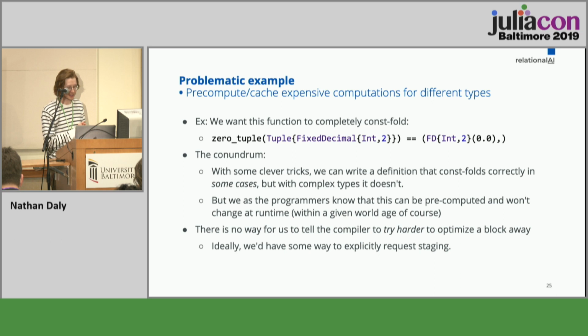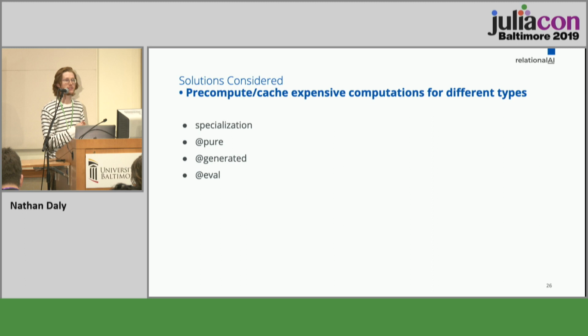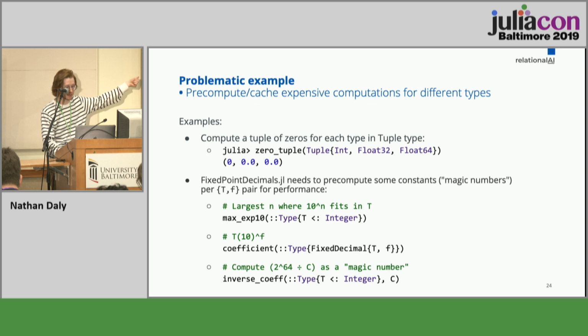Same as before, it'd be nice to have some explicit way to request staging. And again, you might be thinking in your head, I'm pretty sure this is what pure functions are for. And same as last time, that's true, except that, again, because we want to be able to use user-defined types, for example, the power of might be defined later or might change at runtime, and that's violating the requirements for pure.